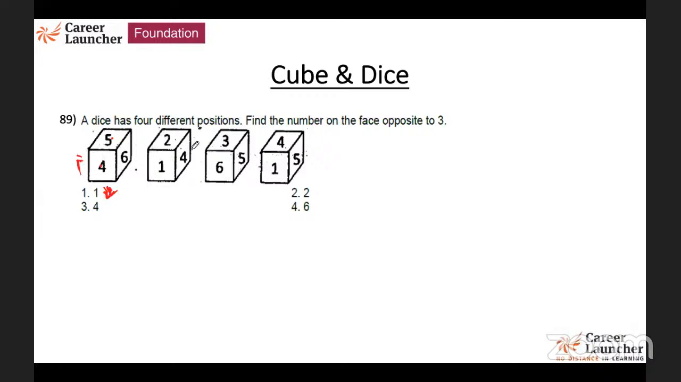Because next to 4, 1 and 2 are there. So on this side and this side, 1 and 2 have to be there. So 1, 2, 4, 5, 6 are over. So the only one which is opposite 4 has to be 3, or the one opposite 3 has to be therefore 4 for this.